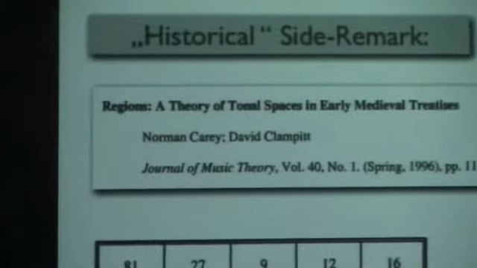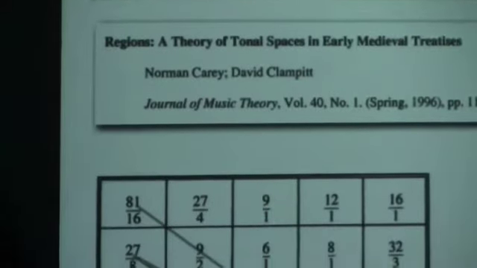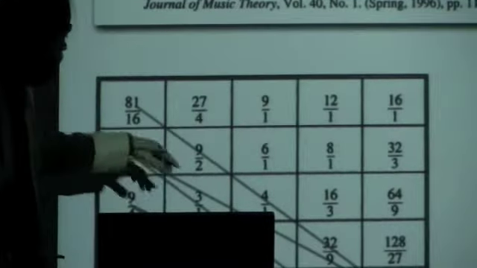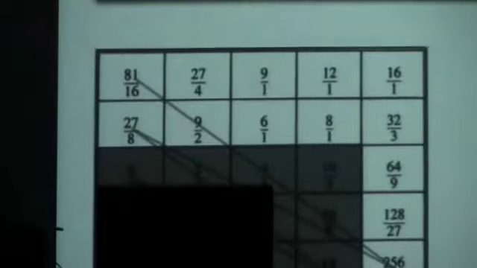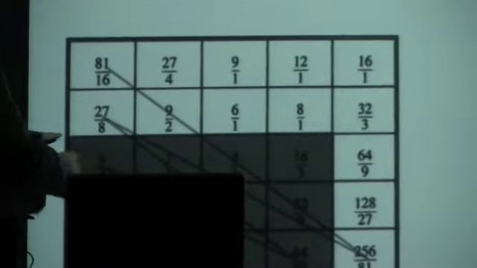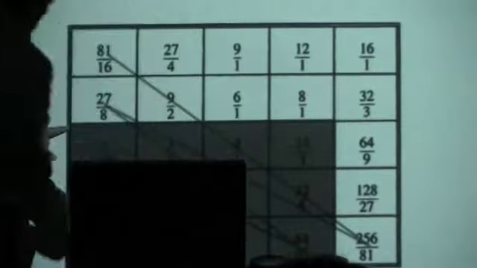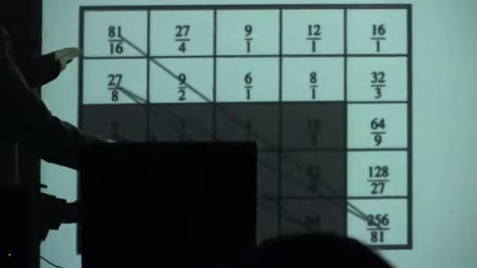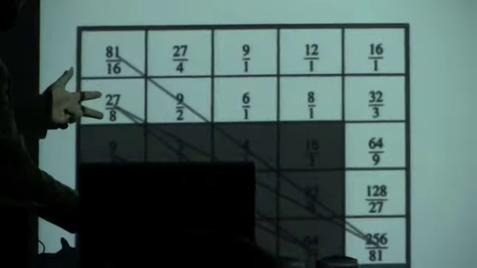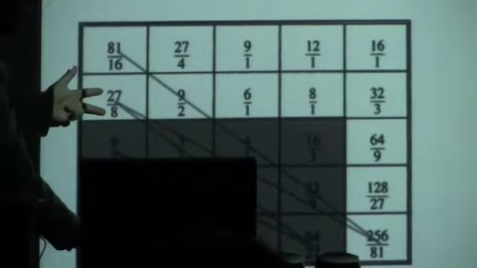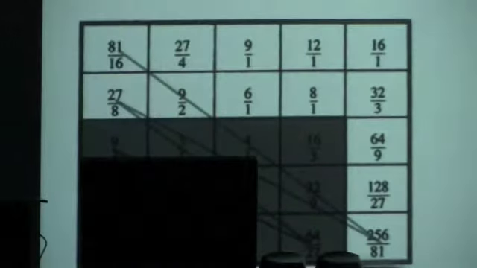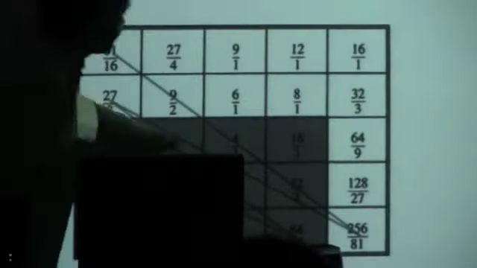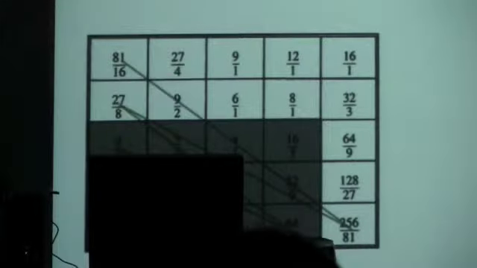And you can order these numbers. You can order them, just increasing order. And what Norman Carey and David Clampitt did, they isolated a rectangle which is bounded by neighboring powers. So this, which would be 3/2 to the third power, and 4/3 to the fourth power, they are neighboring. You see they are connected. There are no other numbers in between.